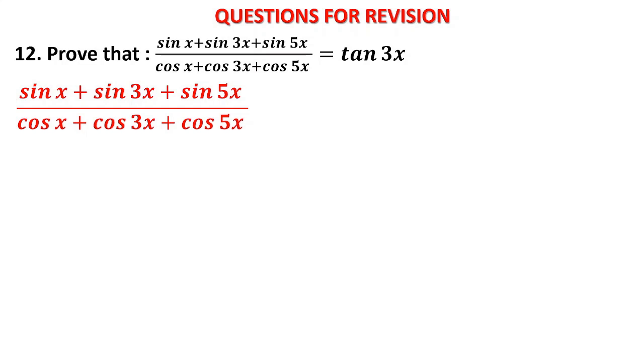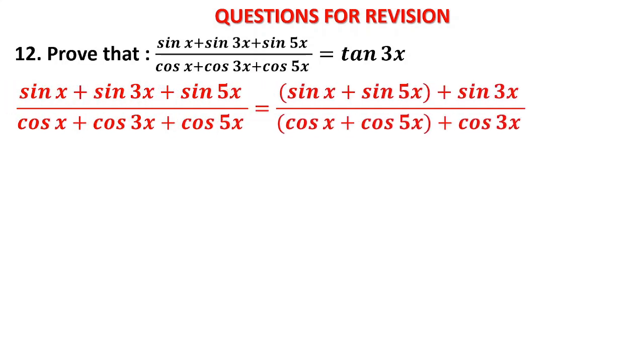For example, you select x and sin 5x, then when you add them, x plus 5x is 6x, divided by 2 is 3x. Then the problem will be very simple. Therefore I am clubbing sin x and sin 5x, cos x and cos 5x, because x plus 5x is 6x. When I divide by 2 using the formula, you will get 3x.